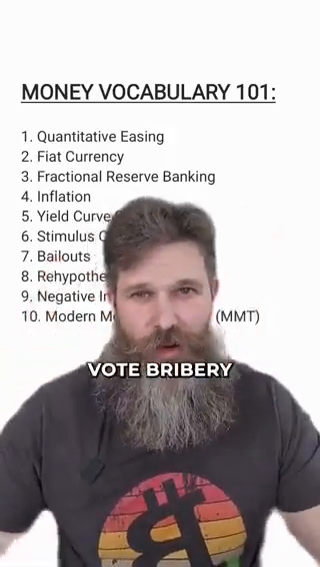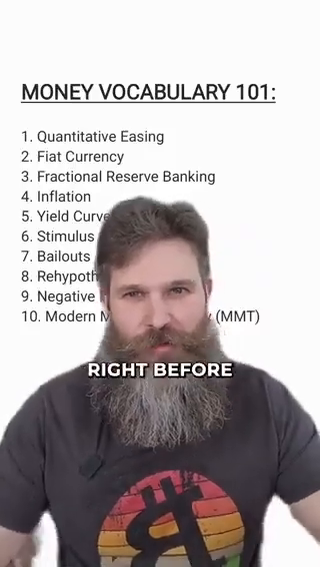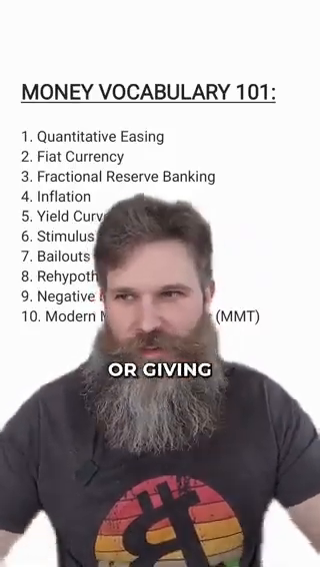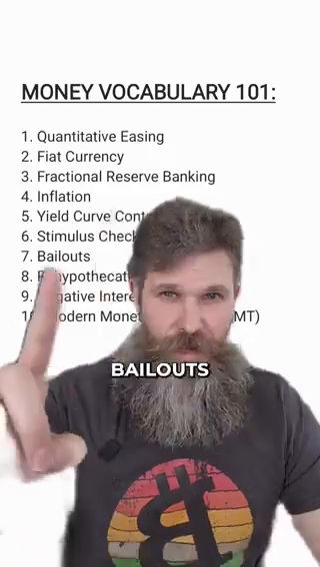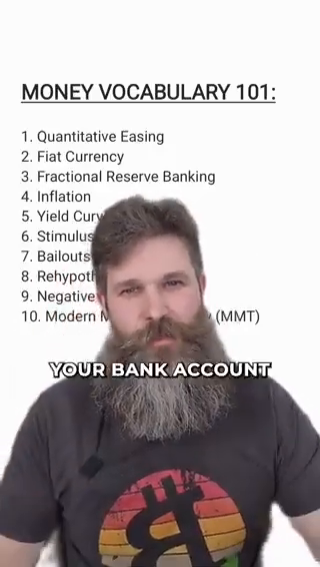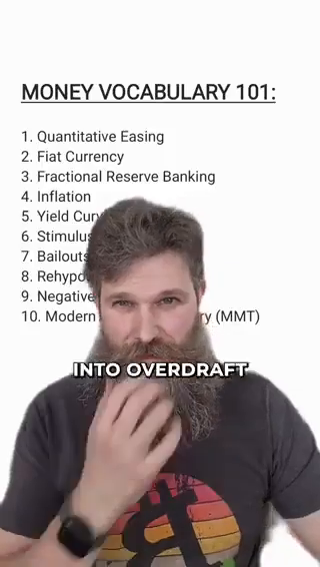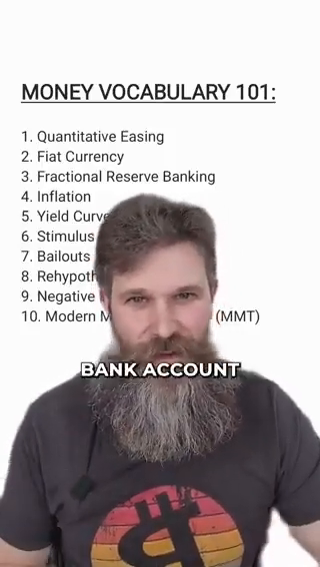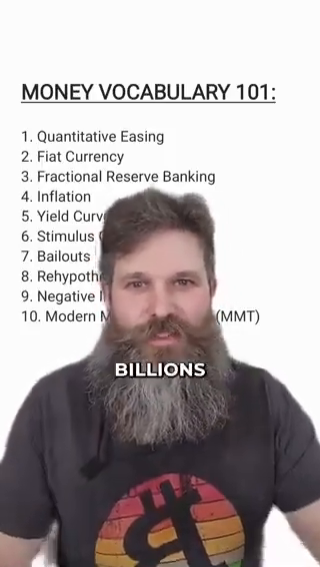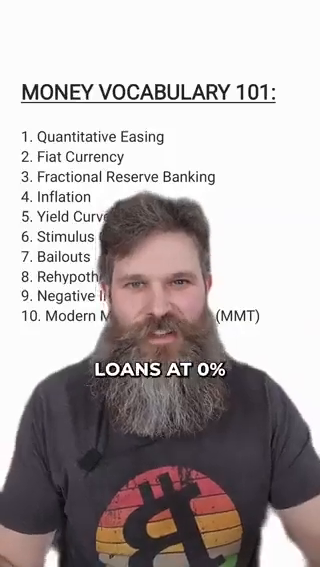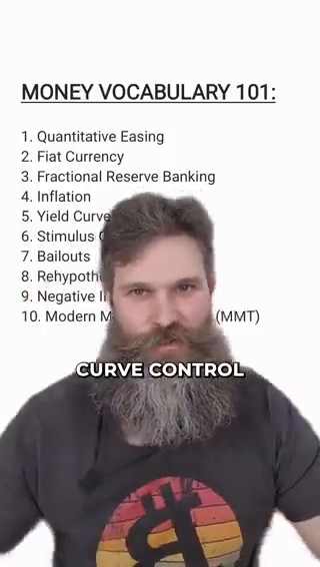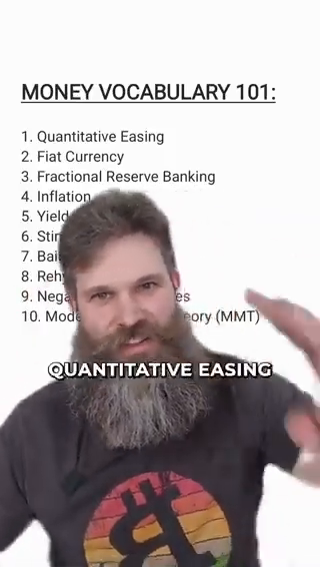That's basically vote bribery. It's like printing money right before hyperinflation or giving you candy before a tooth extraction. Bailouts. What happens when your bank account gets to zero? The bank charges you absurd fees when you go into overdraft. But what happens when your bank's bank account gets to zero? The government prints them billions of dollars and gives them loans at 0% interest rate because of yield curve control and fractional reserve banking and quantitative easing.